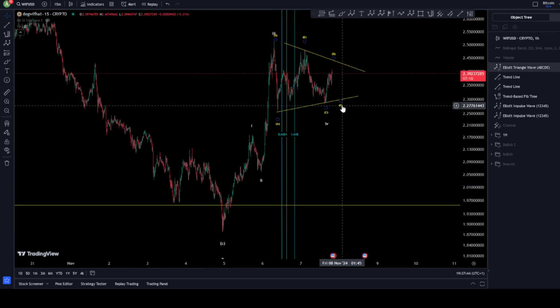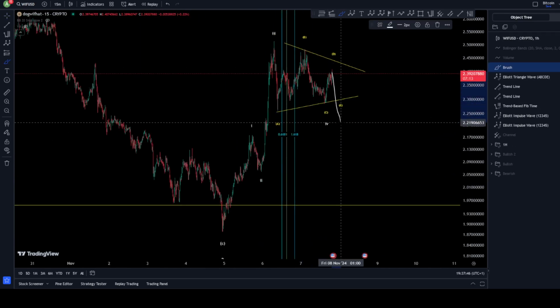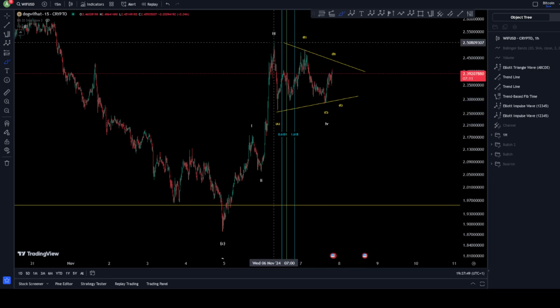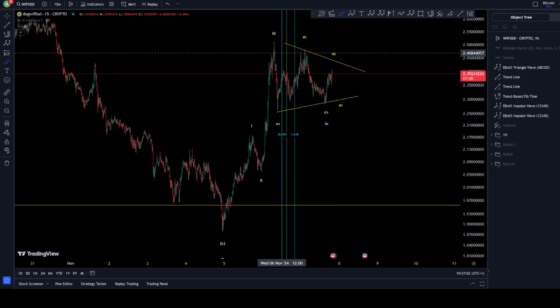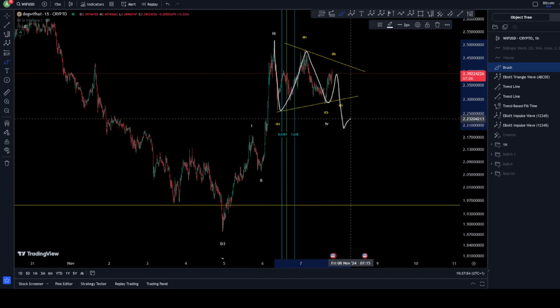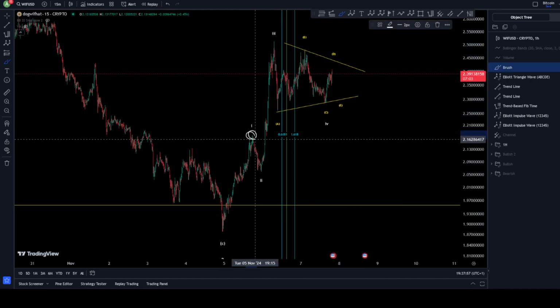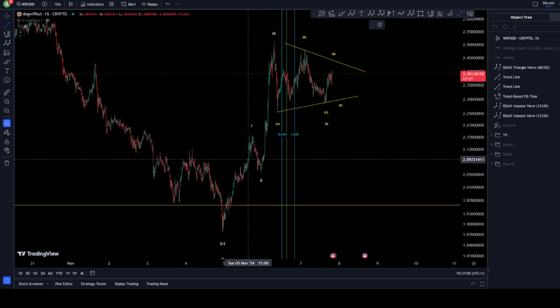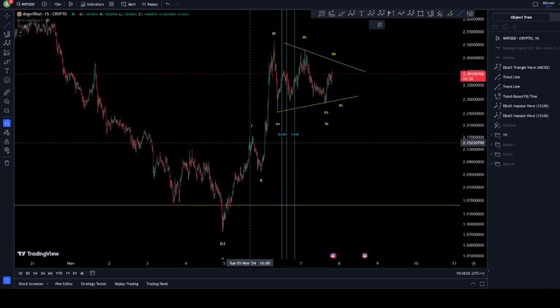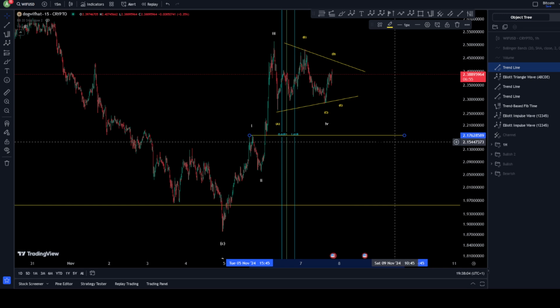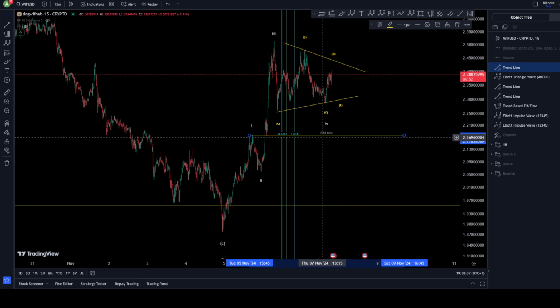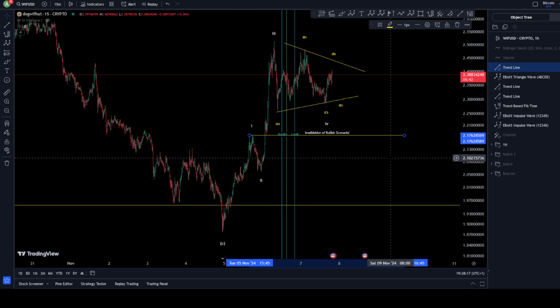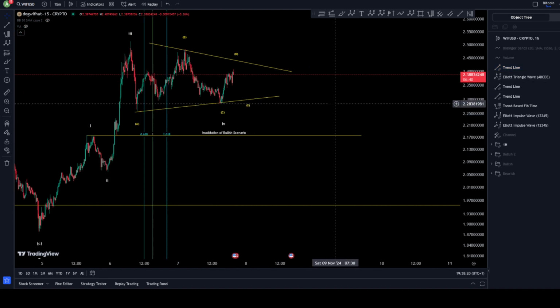Now, if we dive deeper and we break this triangle, it might be a deeper wave C, as A, B, and a C, 5 waves. However, you don't want to reach your invalidation point at your wave 1. So let's mark this. Okay, so at 2.17, invalidation of the bullish scenario. Okay, so these are the things, guys.